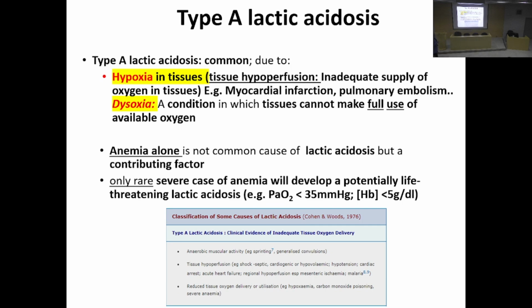There is also a condition called dysoxia. Dysoxia means there is enough oxygen, but there is an inability to use this oxygen. This is what we call dysoxia. In hypoxia, there is not enough oxygen. In dysoxia, oxygen is there, but there is an inability to use it.